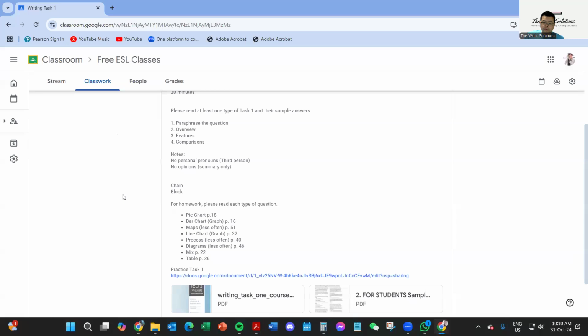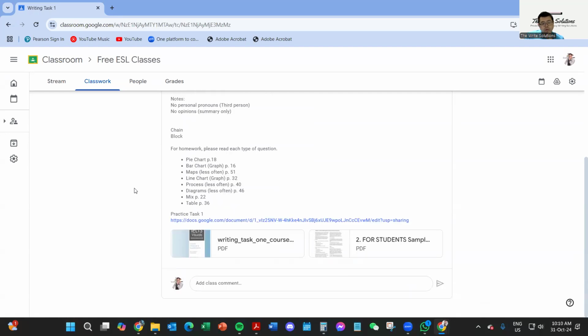Maps are less often, but on page 51. Line chart, which is also a graph. So page 32. A process, which is less often. Diagrams, a mixed, and a table. So we do have some students' examples as well, and we're going to look at that maybe tomorrow or some other day. Okay. So let's go back.